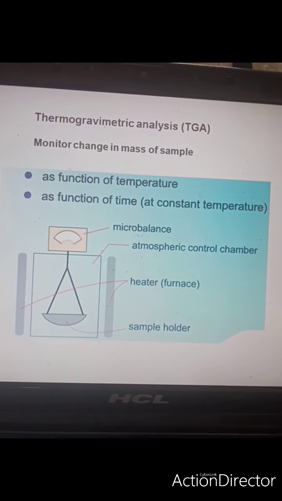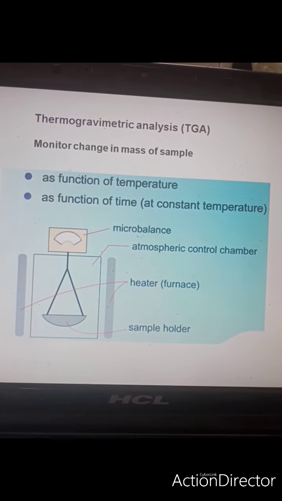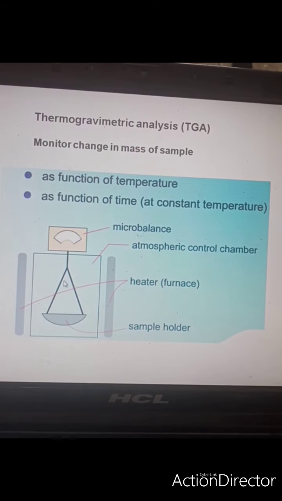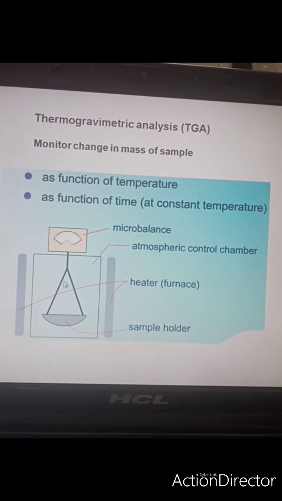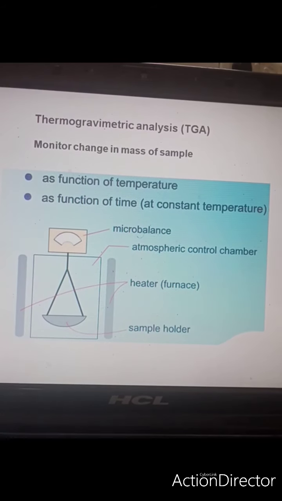The furnace, as you can see, should be able to heat the sample holder up to, say, 1500 degrees Celsius and sometimes even more. The rate of heating should be linear, and the sample holder should be placed in the heat zone. It should have uniform temperature, and there should be a provision to vary the heating rate.